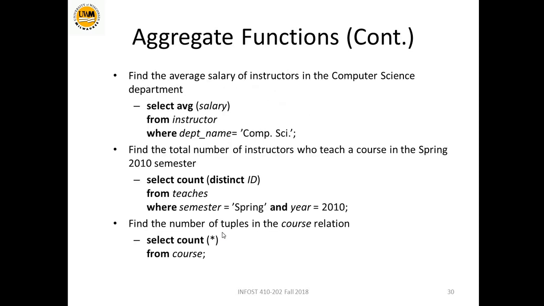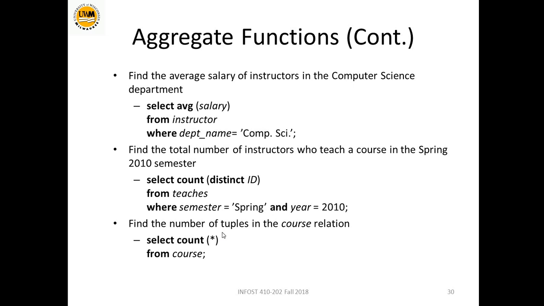Let's see some examples. For example, if I want to find the average salary of instructors in the computer science department, I say select average salary from instructor where department name equals computer science. So this will give me the average salary.